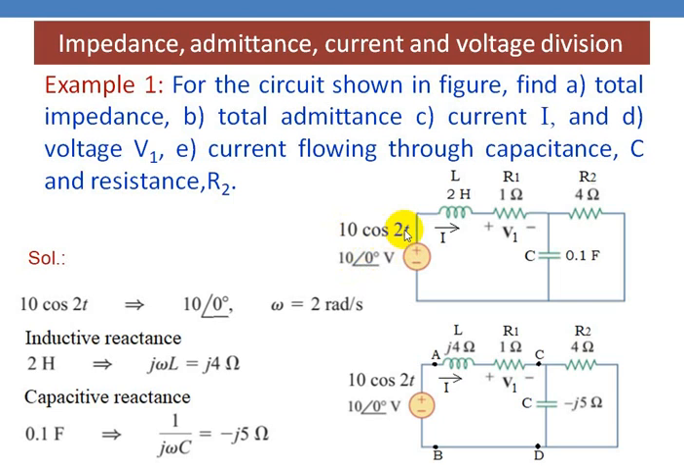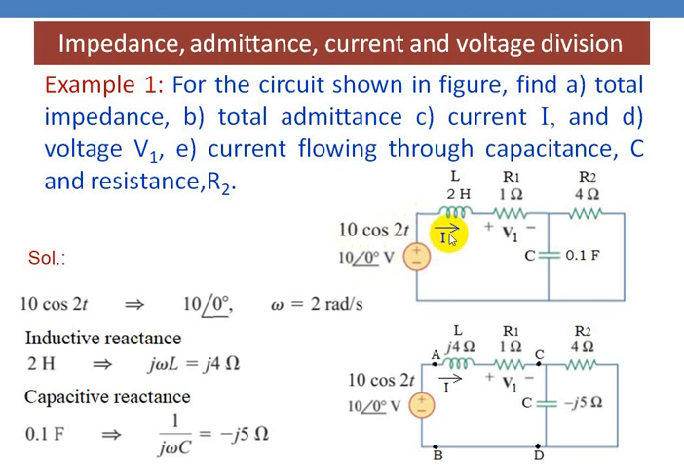So 10 cos omega t is the voltage in time domain. When you write it in polar form, you should write it as 10 at an angle 0 degree. Normally we write 10 cos of 2t plus theta. In this case theta is 0, so therefore we are writing here 0 degree. And this is the current you are asked to find out.